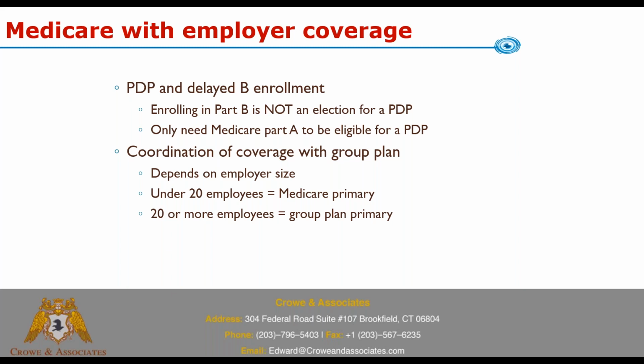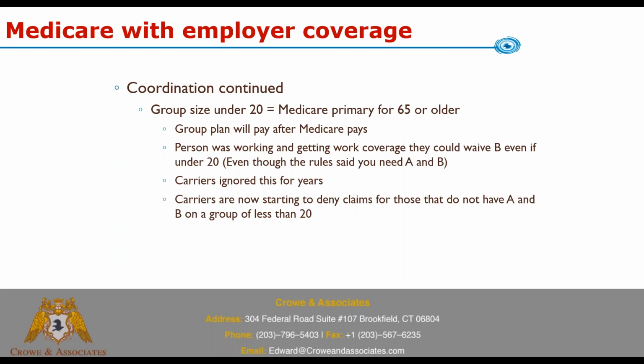Coordination of coverage with the group plan. So this comes down to the size of the employer. So for employers under 20 employees, keep in mind Medicare is primary. So if you're going to coordinate coverage, work for an employer under 20, Medicare is primary. If it's 20 or more, then the group plan is going to be the primary insurance and Medicare will be secondary. That's going to be important for this conversation. So group size is under 20. Medicare is going to be primary for people 65 or older. And the group plan is going to pay after Medicare pays.